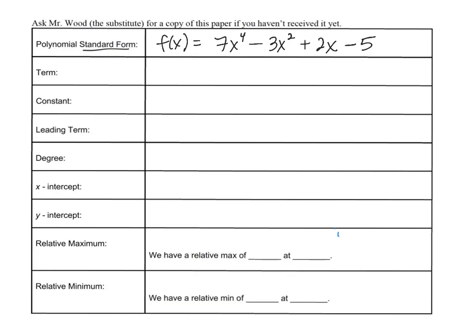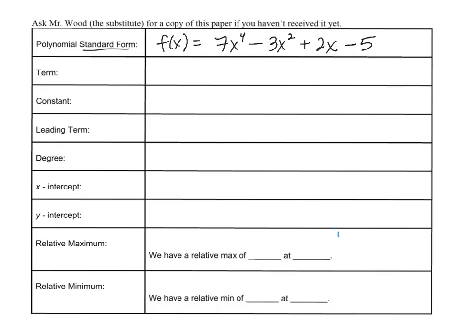So here I have a polynomial in standard form. There are no parentheses. I haven't expanded it, and this is standard form. And standard form is usually in descending order, right? So we have the x to the fourth power, then x squared, then x, and then no x at all.